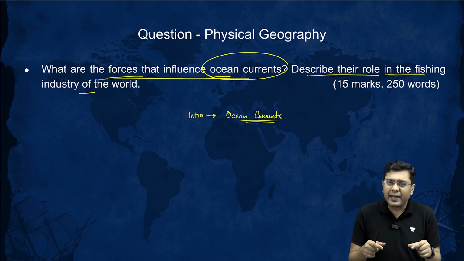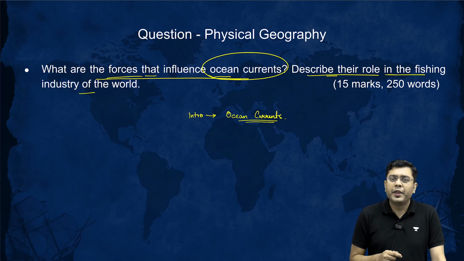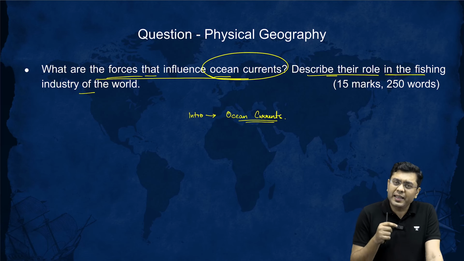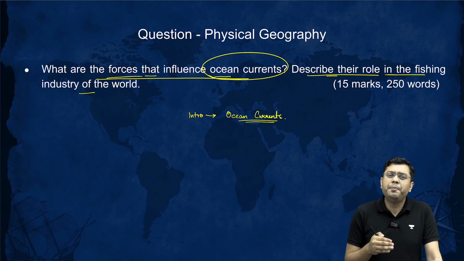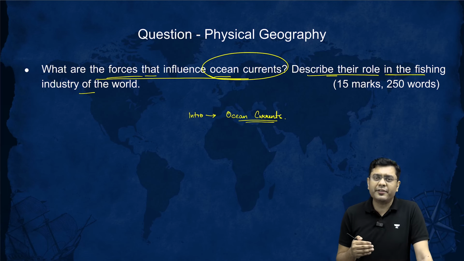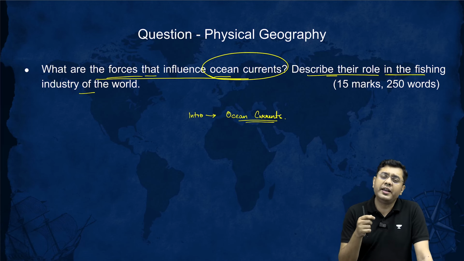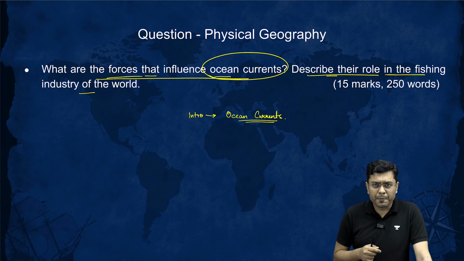Now, after that, how do you conclude the answer? In the conclusion part, you talk about the fact that these ocean currents influence our lives in multifarious ways, from the influence on weather conditions, influence on the climate, to influence on our food pattern, to the influence on navigation and trade.